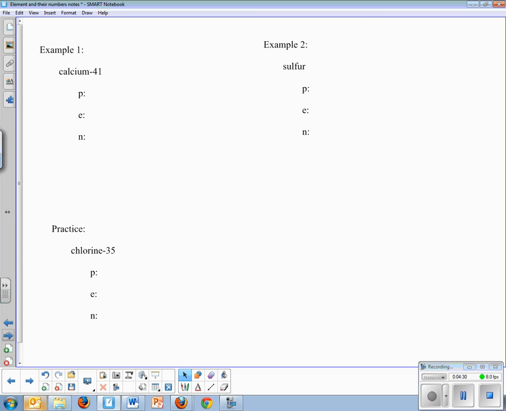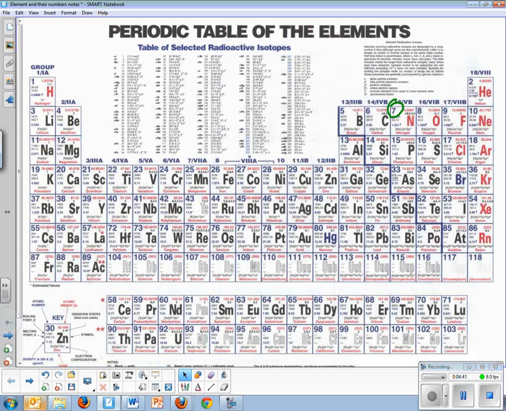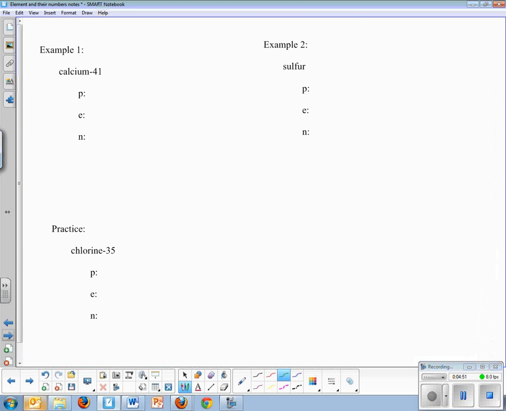All right, so let's do a couple examples. So calcium-41. So you find calcium on your periodic table. 41 is the mass number. So how many protons does calcium have? Well, we have to go back to our periodic table. Here's calcium. Okay, so atomic number is 20. So that means calcium has 20 protons and 20 electrons. How many neutrons does it have? So we take our mass number, 41, and we subtract our protons, minus 20, because protons and neutrons equal the mass number when you add them up. So 41 minus 20 would be 21 neutrons.